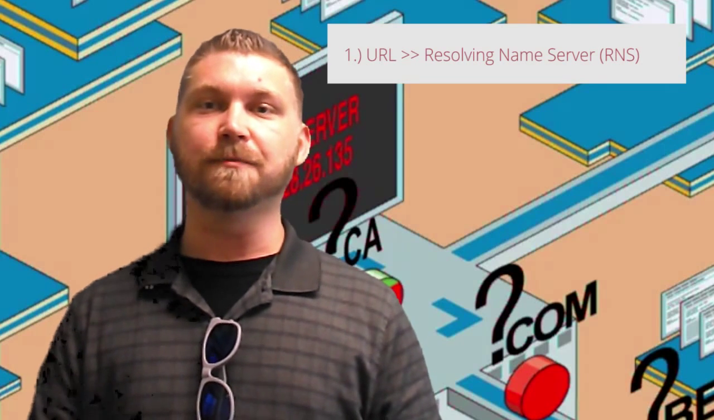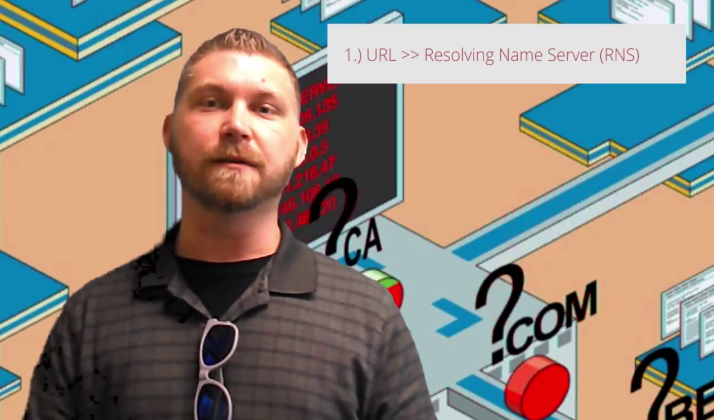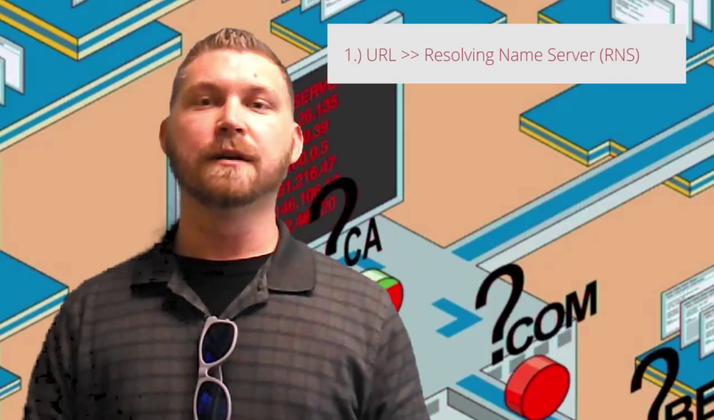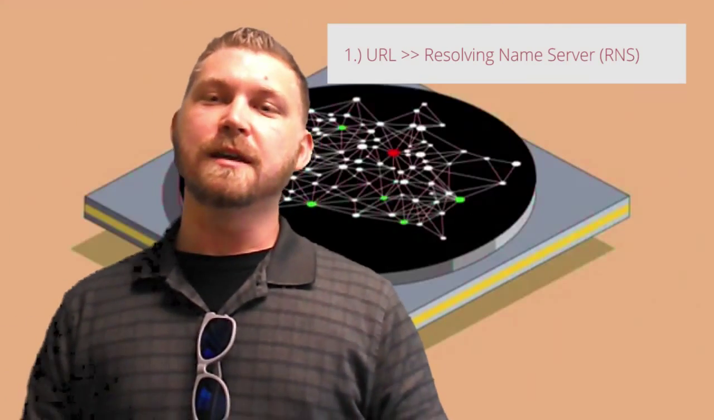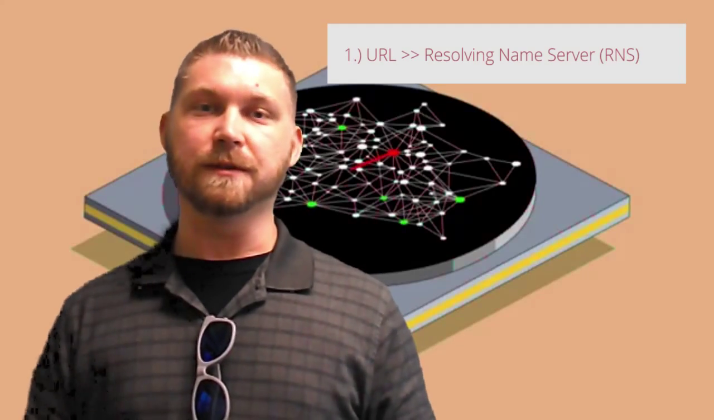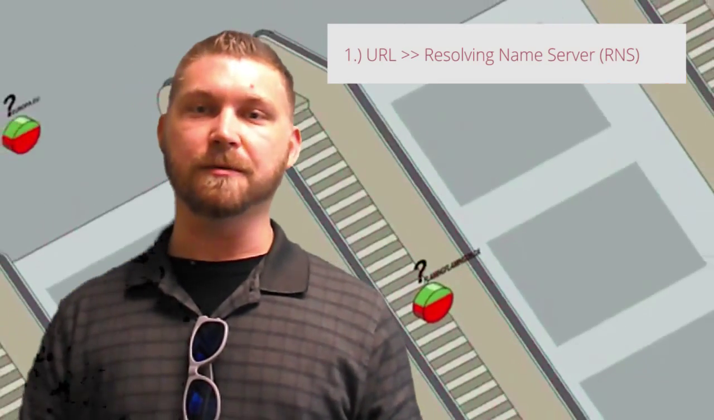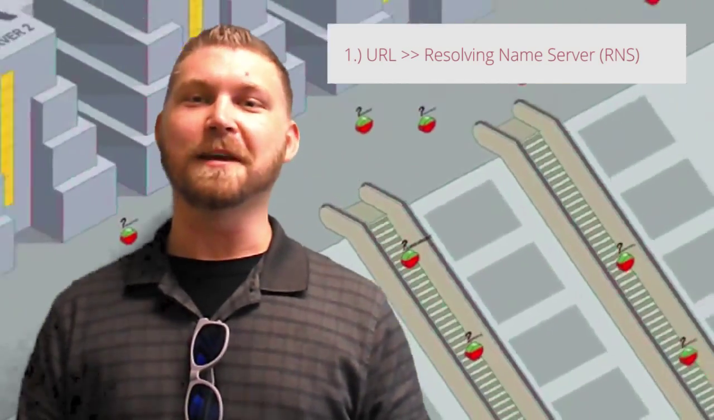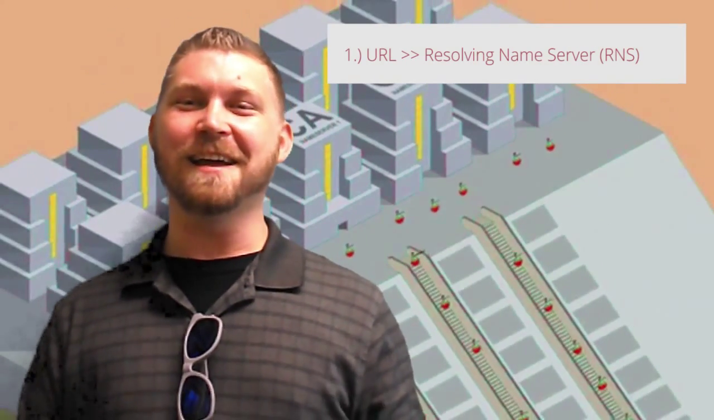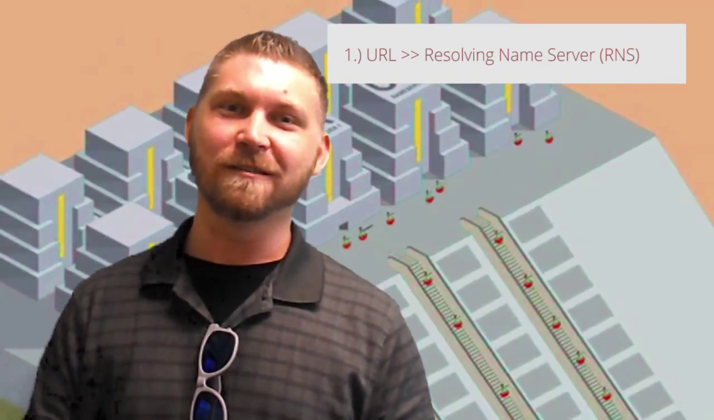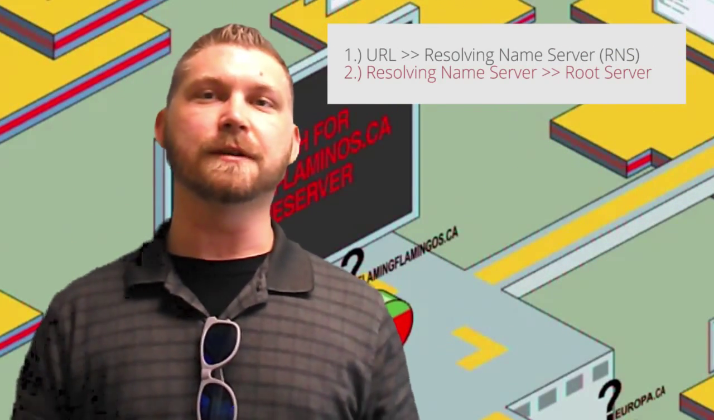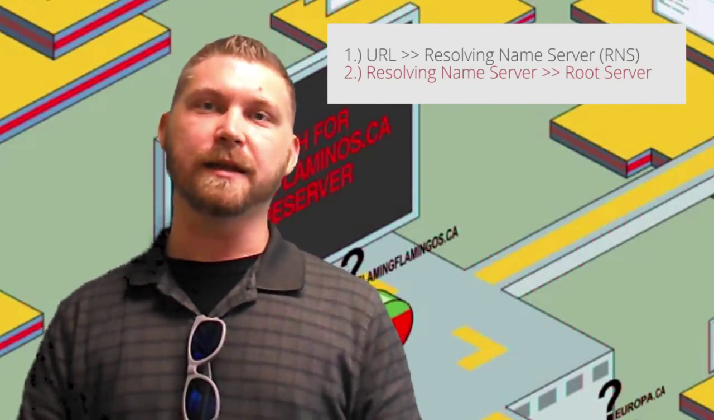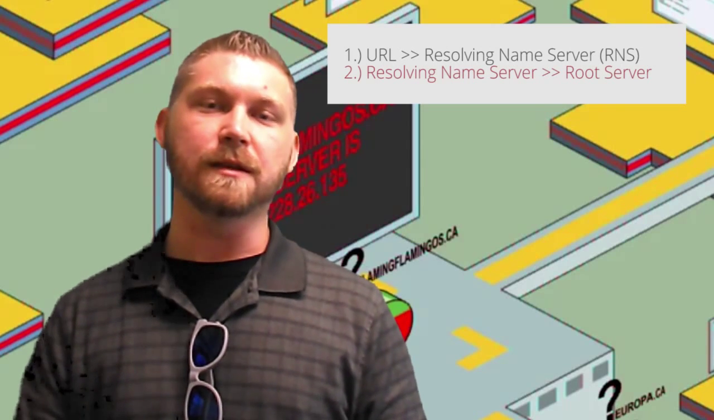At this stage, it's possible that the IP address can be found in the resolving name server cache, but the only thing that the resolving name server is expected to know is where to find the root name servers. For demonstration purposes, we'll say that the resolving name server does not have the IP address you are looking for. In the next step, the resolving name server submits a query to the root name server to find the IP address that matches the URL you have submitted.